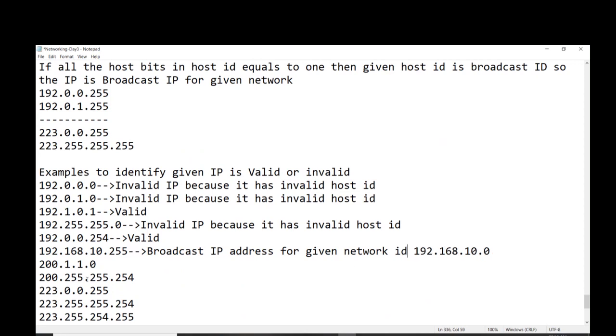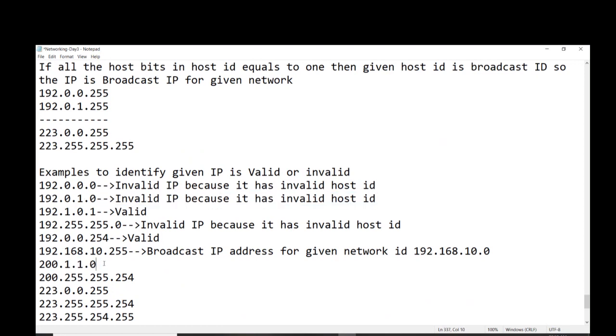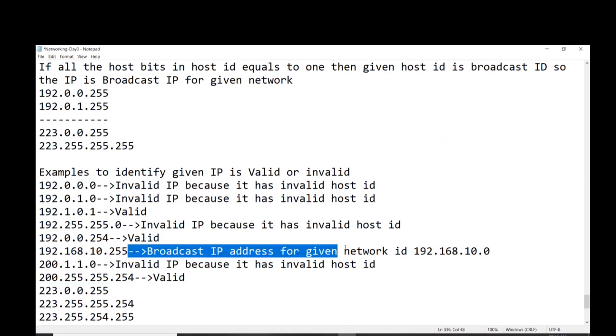Is this valid? Invalid, sir. All are invalid in this. This one is valid, sir. So valid network ID, valid host ID, yes or no? Yes, sir. One bit is 0 here, so not all host bits are 1. So is this valid? It's a broadcast ID, sir.